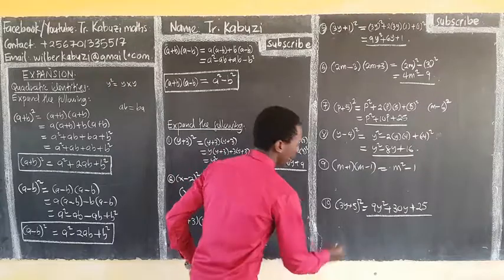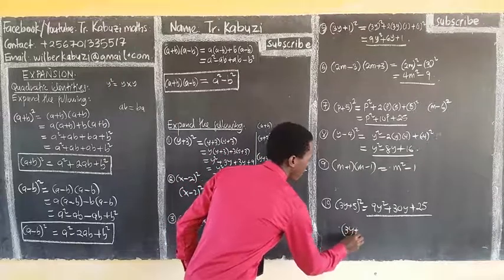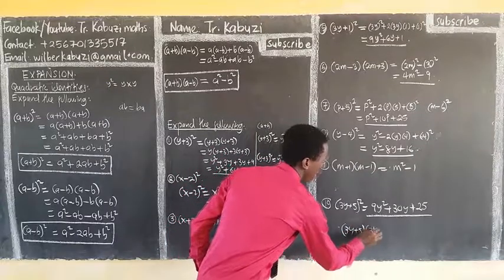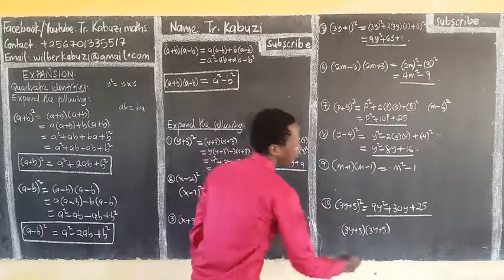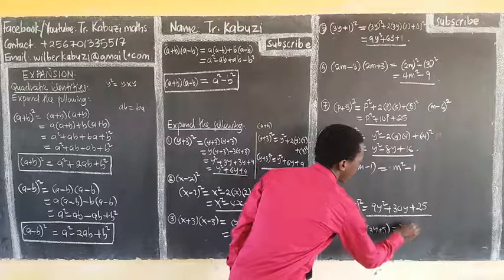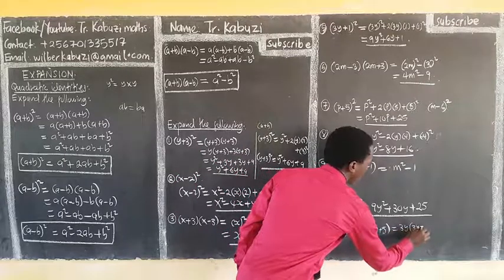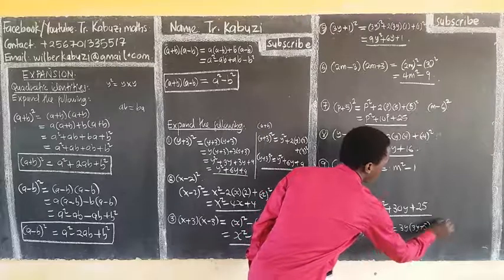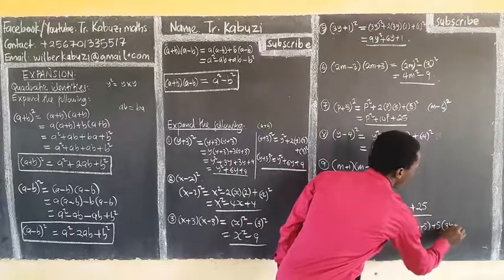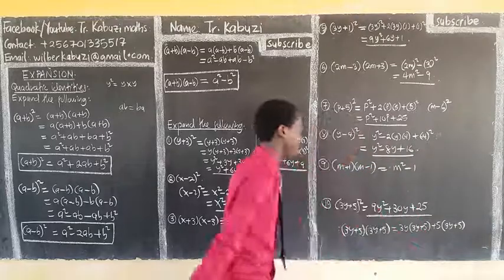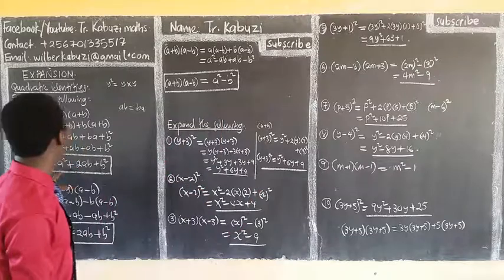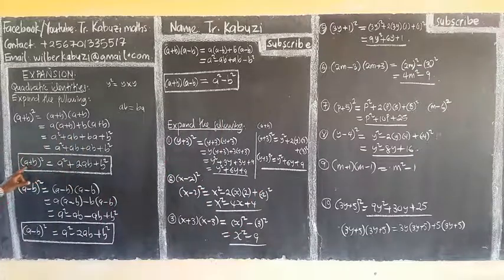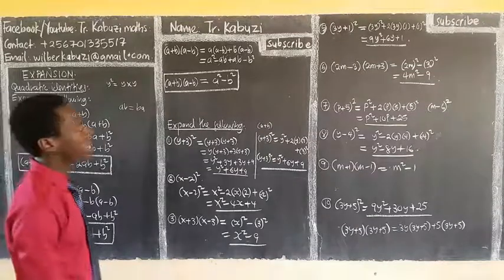Then you come to the other way, (3y plus 5) into (3y plus 5). This one will also give you the same answer. This will be 3y into (3y plus 5), then plus 5 into (3y plus 5). Then next time you get the answer. But learn how to use this idea. You square the first, multiply the first and the second, then by 2. Then you square the second like that.